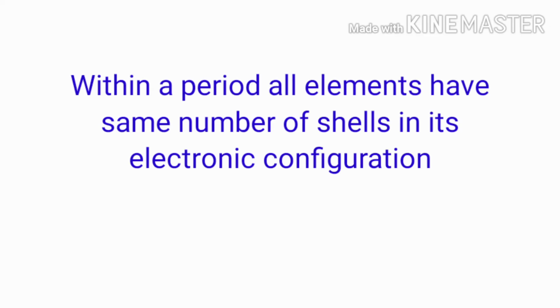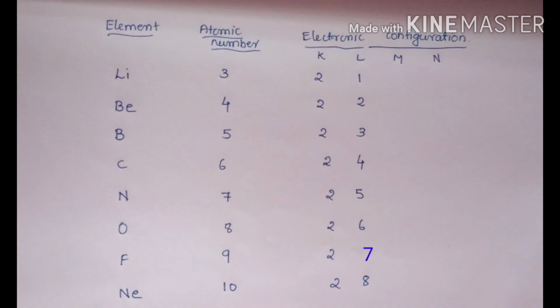Similarly, within a period, all the elements have the same number of shells in their electronic configuration. For example, these are the electronic configurations of the elements in the second period of the modern periodic table, and it is clear that all these elements have different numbers of valence electrons, but all these elements have the same number of shells in their electronic configuration. Thus, the atoms of different elements with the same number of occupied shells are placed in the same period.